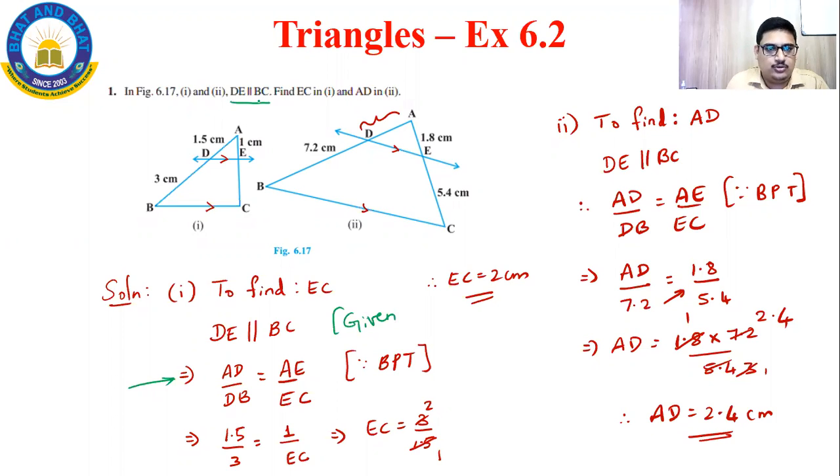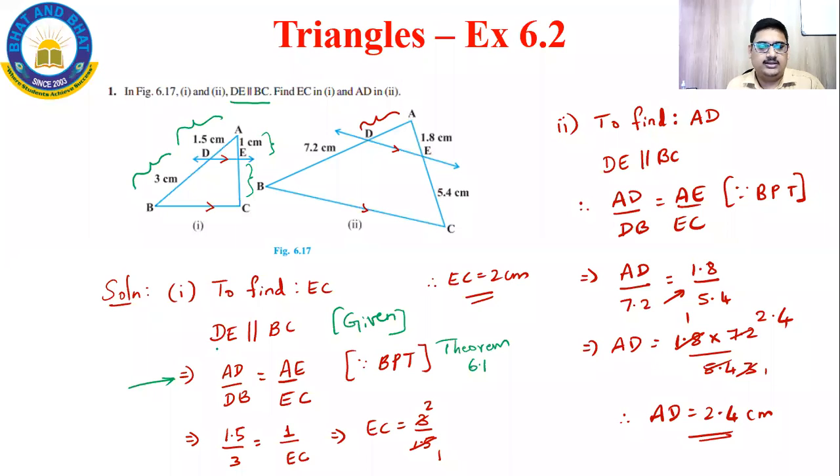See, DE is parallel to BC. Once this is given, my conclusion, that's why I have written, implies that AD divided by DB, that is this part divided by this, will be equal to AE divided by EC. That is again from the basic proportionality theorem, that is your theorem 6.1.